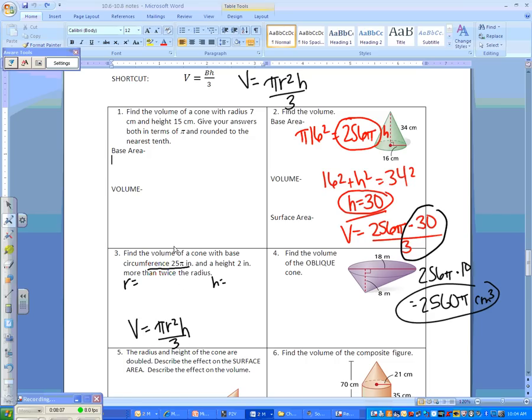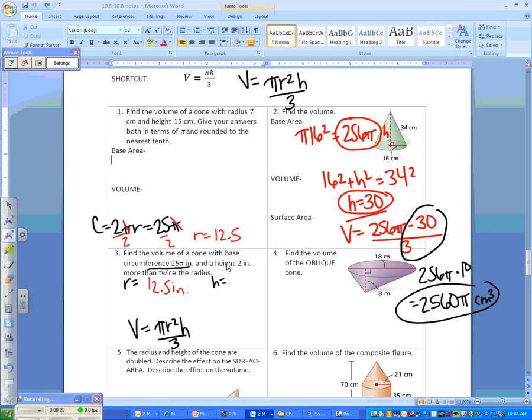Okay, so if the circumference is 25 pi, we know circumference is 2 pi r, and that equals 25 pi. So using that formula, we can figure out what the radius is. The pi's are going to cancel each other out, and if we divide both sides by 2, we get that the radius is 12.5 inches.